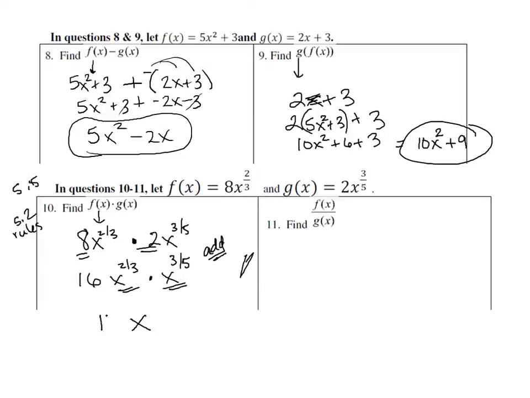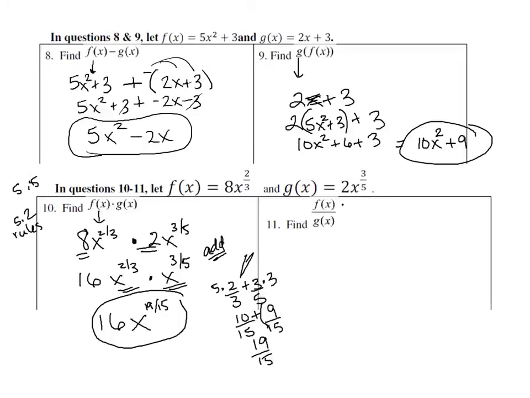We keep the base. But now we need to add those exponents. So to add those, we are going to get a common denominator. So 3 times what is 15? So we're going to multiply that top by 5, and we're going to get 10. And if you think about it, 10/15 is 2/3. Okay, 5 times what is 15? So we're going to multiply that by 3 and get 9. So now we're going to go 10/15 plus 9/15, and that will give us 19/15. And so that is our new exponent.